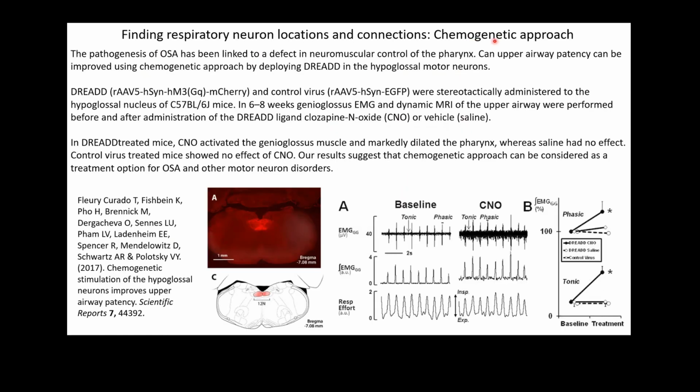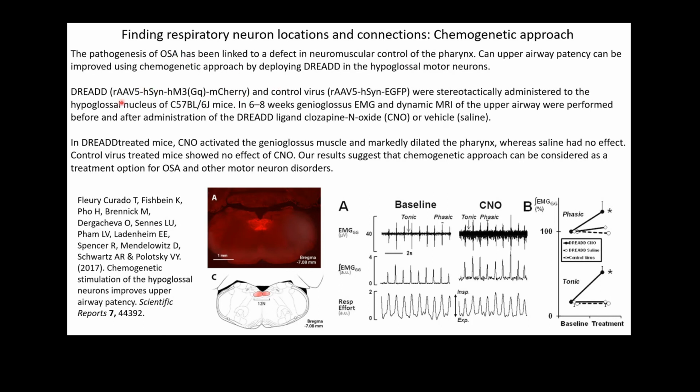So this is the chemogenetic approach, and this group has considered that one of the pathologies of OSA is linked to the control of the pharynx, and the upper airway patency fails because the hypoglossal motor neurons are not driving and activating these muscles and keeping their tone up, and they go flaccid, and that way they relax and you get an obstruction, and that's obstructive sleep apnea.